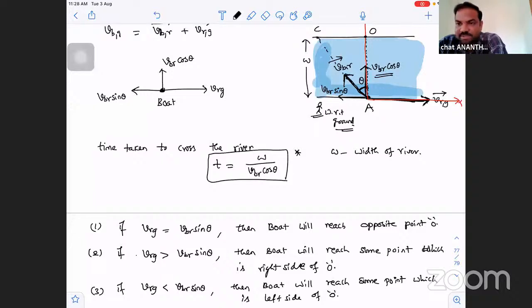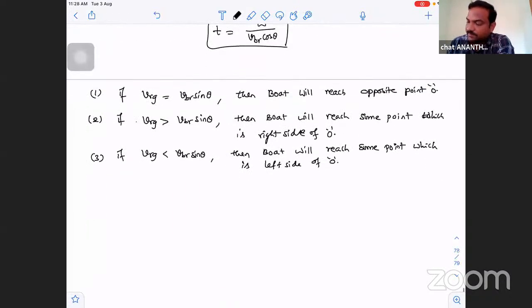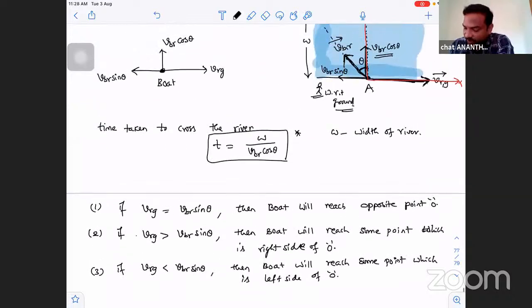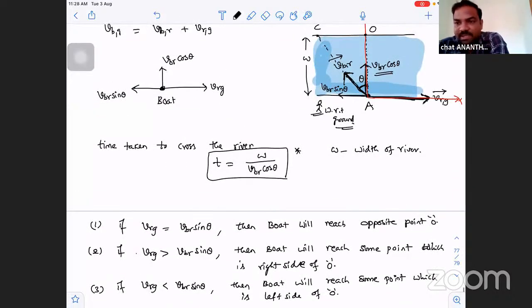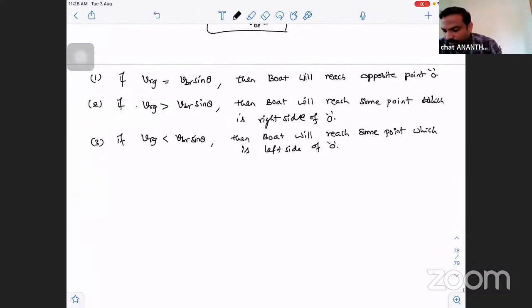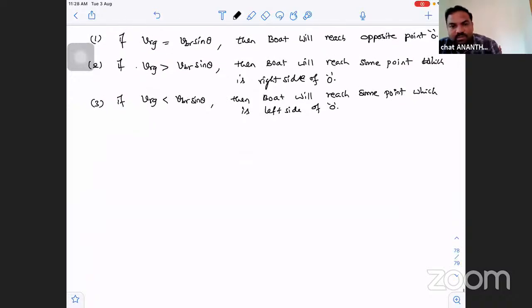Let us see the first case. See the importance of VRG and VBR sin theta. VRG will try to move the boat in the rightward direction. VBR sin theta will try to move the boat in the leftward direction. VBR cos theta will try to move the boat across. So now let us go with the first case.